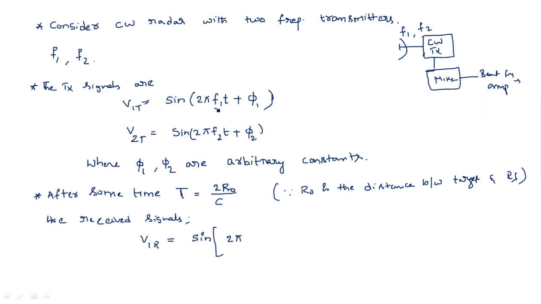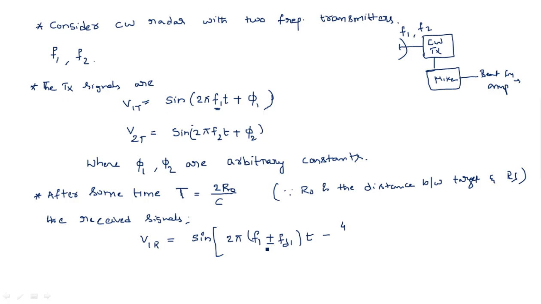the first transmitted signal frequency f1 has to be added or subtracted with the Doppler frequency component, because if the target is in motion, some Doppler frequency component will be added or subtracted depending upon the movement of the object. So definitely f1 plus or minus fd will come. So f1 plus or minus fd, that is fd1 for the first signal, into t minus 4 pi.